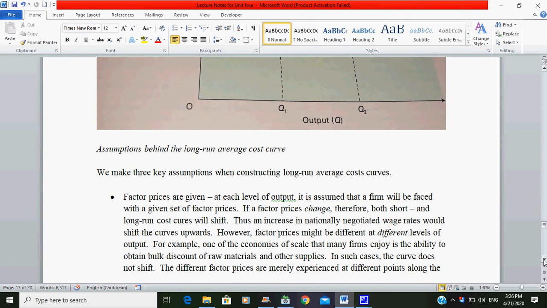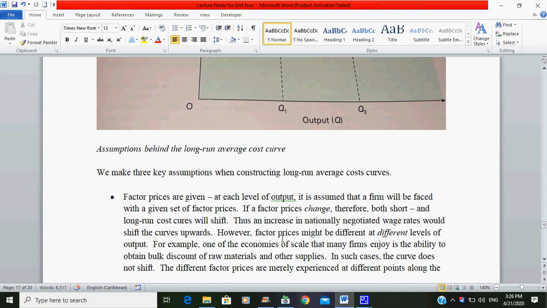We look at the assumptions behind the long run average cost curve. We make three assumptions when constructing long run average cost curves. First one is factor prices are given. At each level of output, it is assumed that a firm will be faced with a given set of factor prices. If factor prices change, therefore, both short and long run cost curves will what? Shift. Thus, an increase in nationally negotiated wage rates would shift the curves upwards.